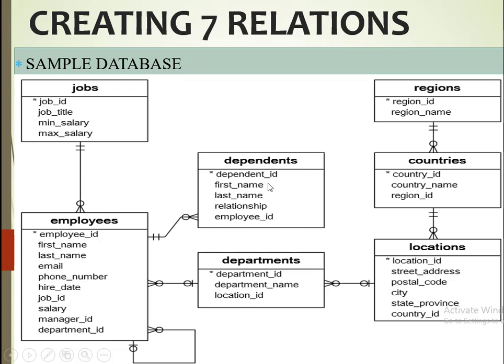Then we have dependents and employees. In this particular case, employee ID is the primary key here. Dependent ID is the primary key in the dependents table. Employee ID is a foreign key in the dependents table. Then between jobs and employees, job ID is a primary key. And you can see the job ID equally being a foreign key in this particular table.